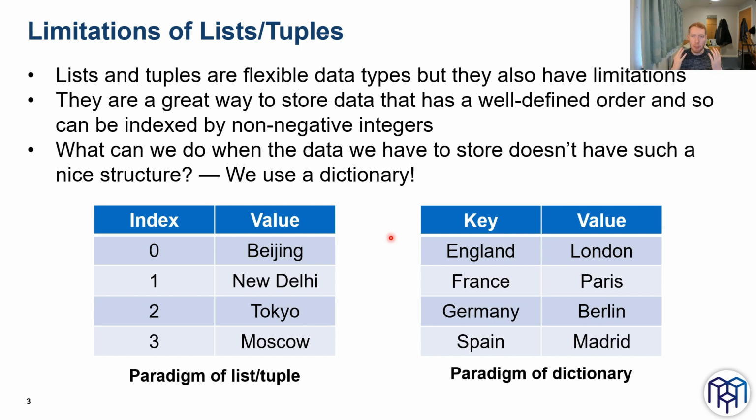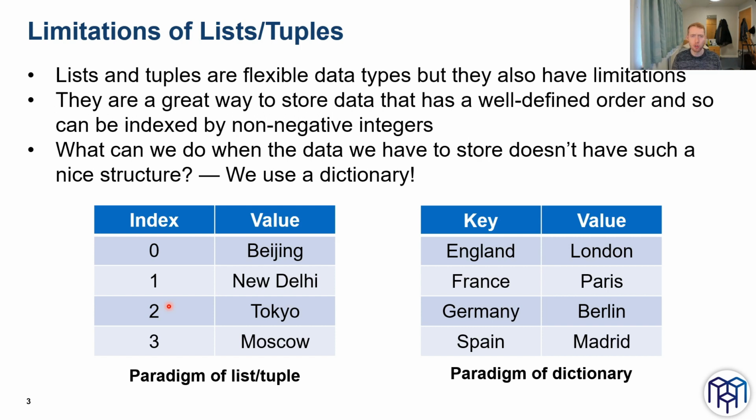And so, that said, there are limitations of lists and tuples. Typically, they're a great way of storing data that has a well-defined order. So we can order those using non-negative integers as the indexes or addresses of the data. An example of when this would work well was if we wanted to list various capital cities by their populations in decreasing order. For example, we could have Beijing having the largest population, New Delhi, Tokyo, down to Moscow, and we could index these as 0, 1, 2, 3, where the index is going to tell you whether you're the biggest, second biggest, third biggest, etc. So there's a natural order to this data.